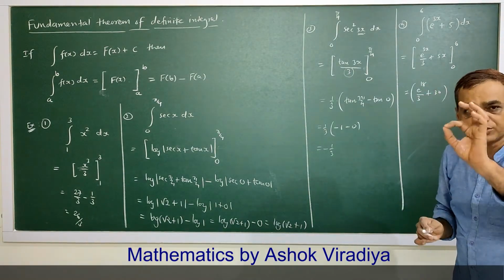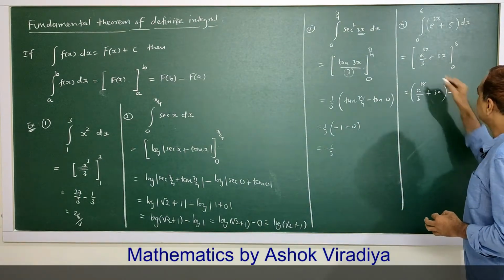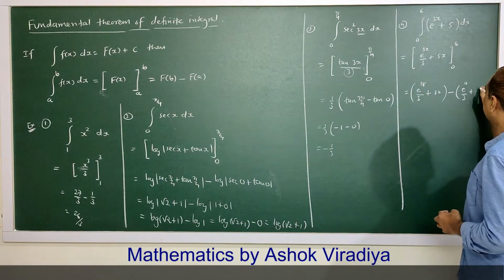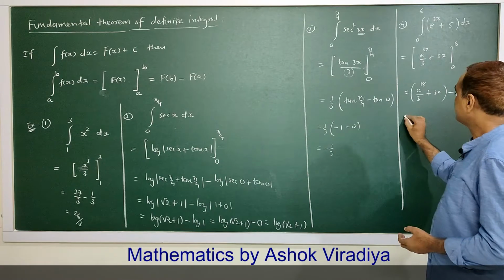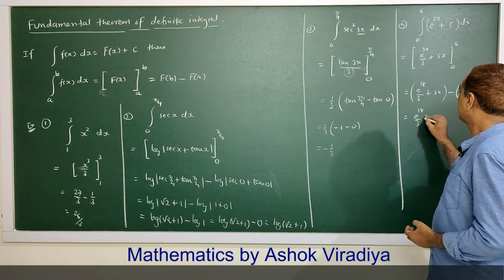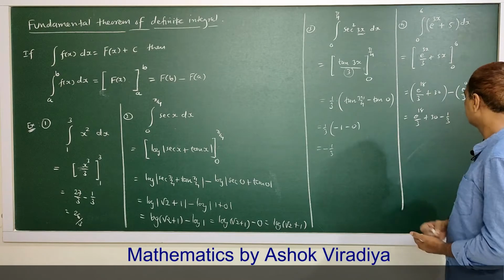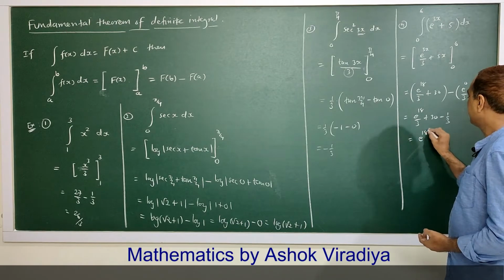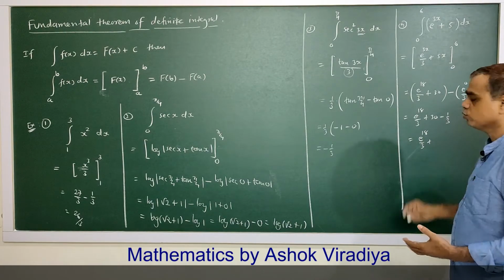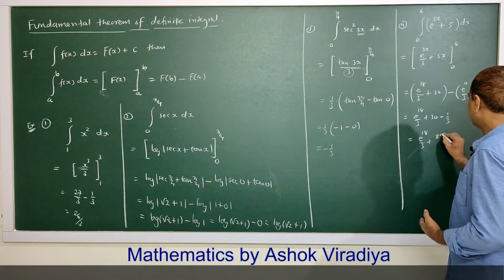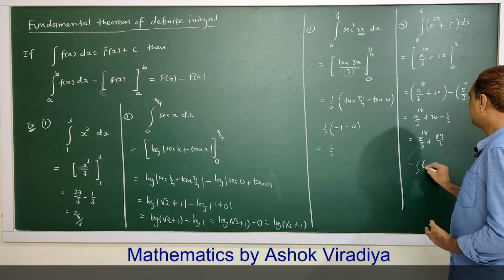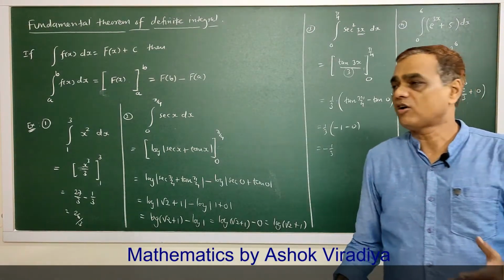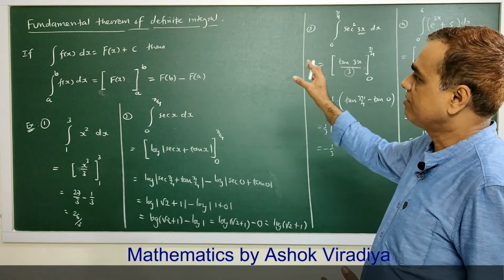That is f of b. Now the difference, minus, put 0. So e raised to 0 by 3 plus 5 into 0, that is 0. So it is e raised to 18 by 3 plus 30 minus 1 by 3. E raised to 0 is 1. So e raised to 18 by 3 plus 30 into 3, 90. 90 minus 1, 89 by 3. So 1 by 3 times e raised to 18 plus 89. So this is the meaning of the fundamental theorem of definite integral.